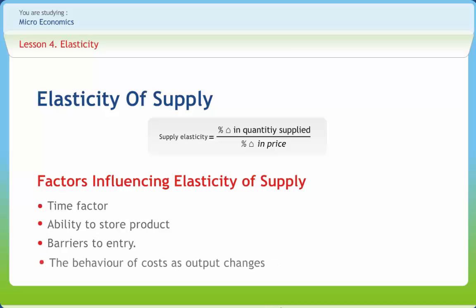The behavior of costs as output changes. If costs rise steeply as output rises, so that there are heavy costs involved in purchasing extra factors of production, then this is likely to reduce the elasticity of supply of tomatoes.